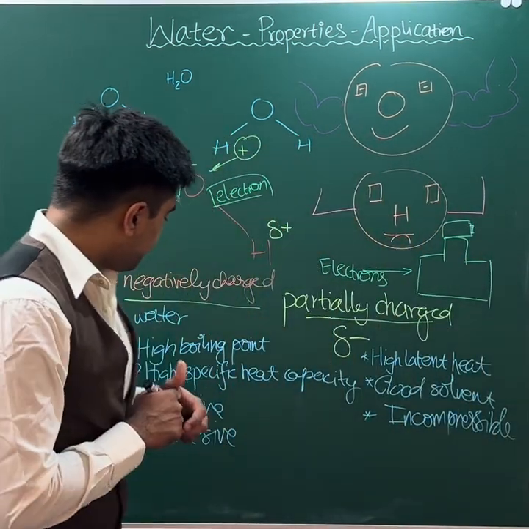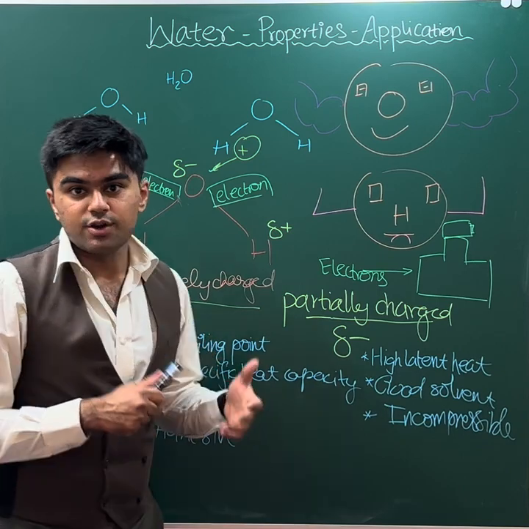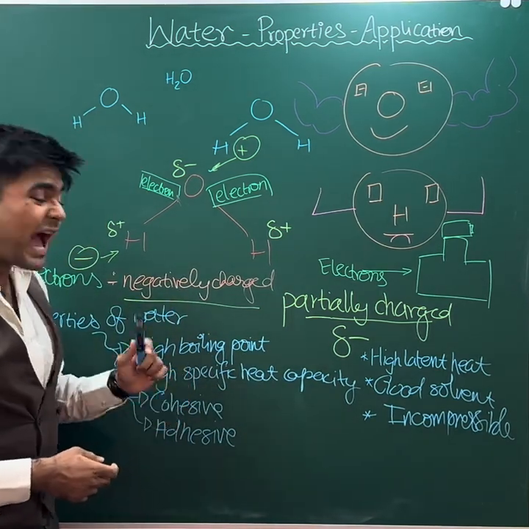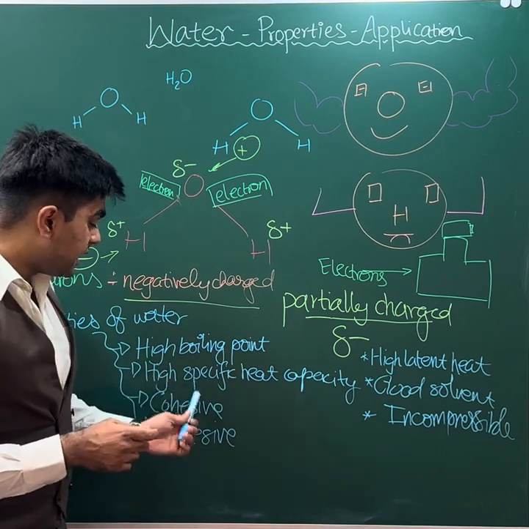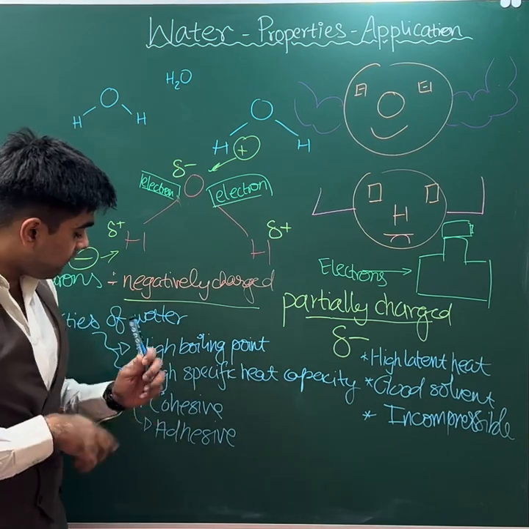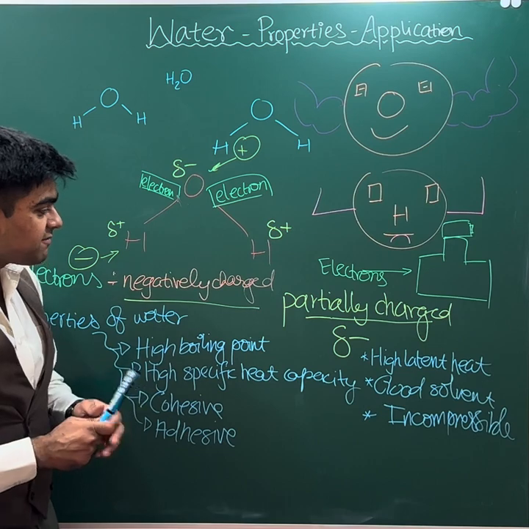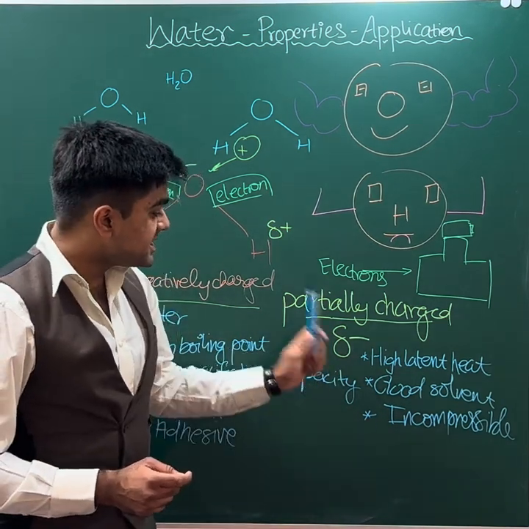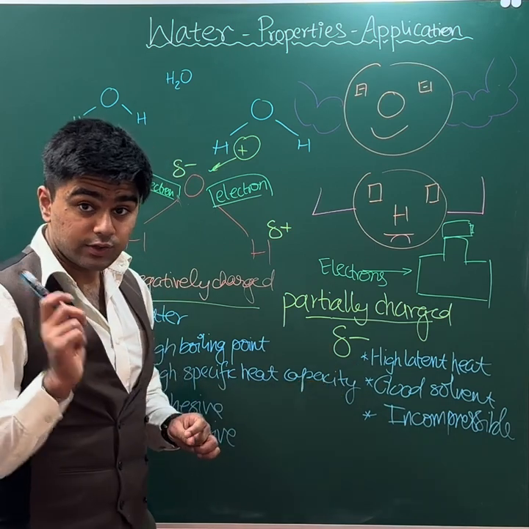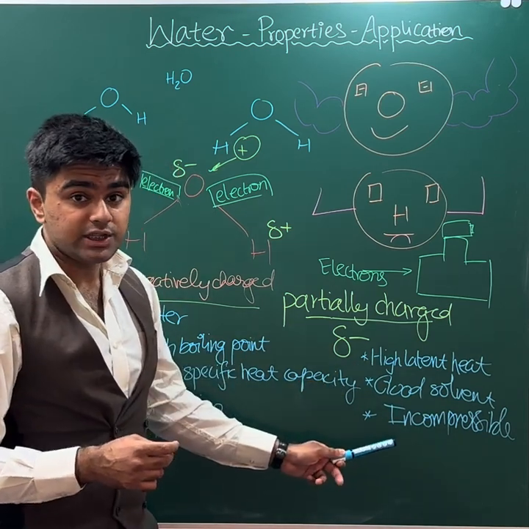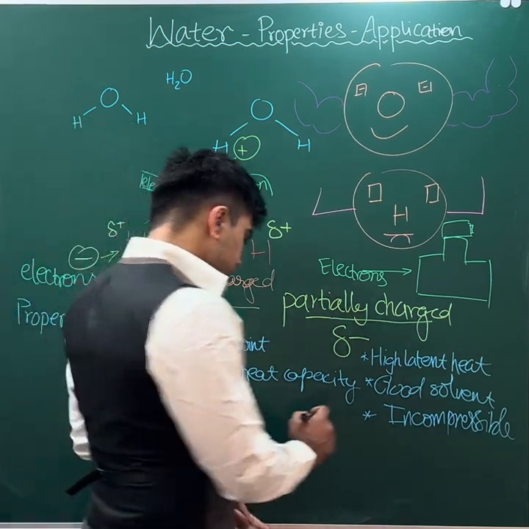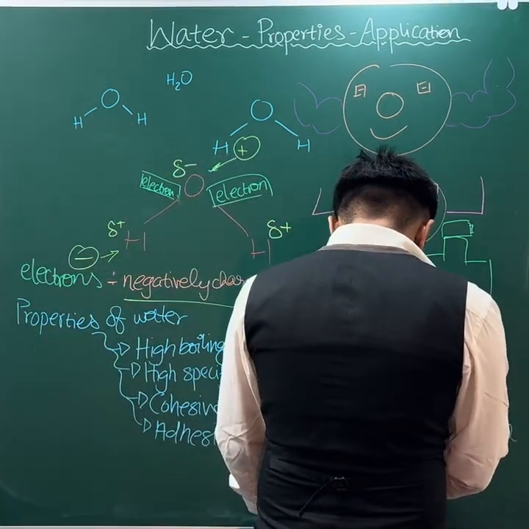So these are the different properties we need to know, and I need you guys to know these off by heart. First property, high boiling point. Second property, high specific heat capacity. Third property, water is cohesive. Fourth property, water is adhesive. Fifth property, water has a high latent heat capacity. Sixth property, water is a good solvent. And final property I need you guys to know is water is incompressible. Oh, hang on. There's one more I need you guys to know. Sorry. My bad.